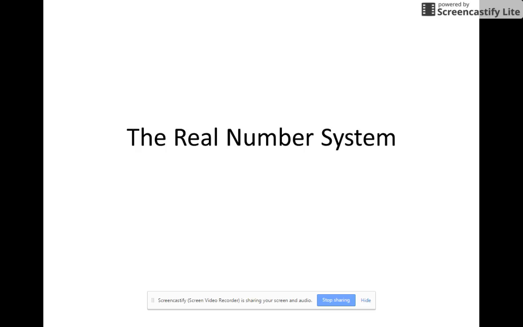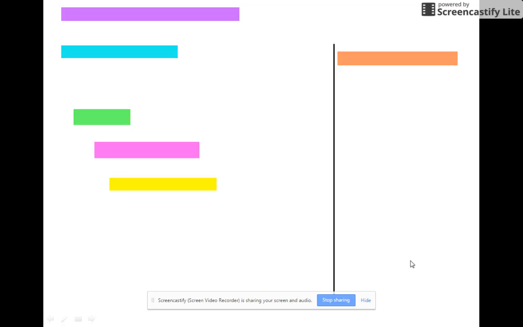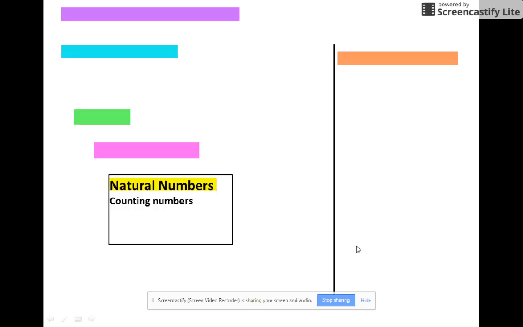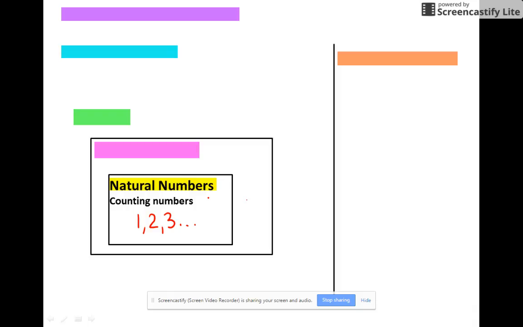Hello, today we're going to be talking about the real number system. We're going to start off by taking a look at a visual representation of the real number system. The first set of numbers that we're going to look at is the natural numbers, which is also sometimes referred to as the counting numbers. This is the set of numbers that when we were little, we started counting: 1, 2, 3, ... They go on and on forever in intervals of 1. So all of those numbers are natural numbers.